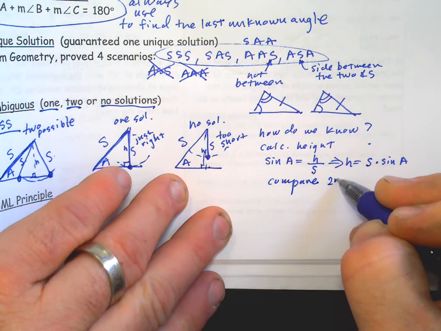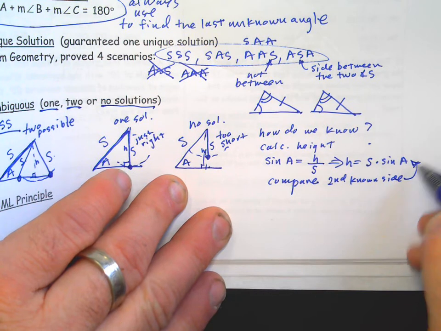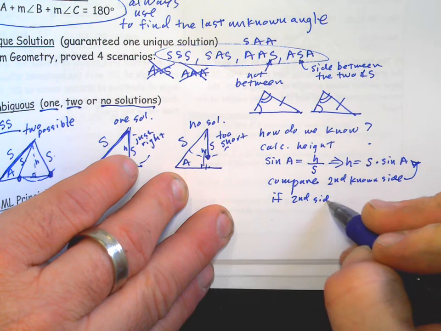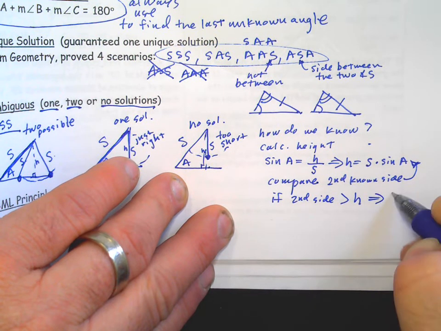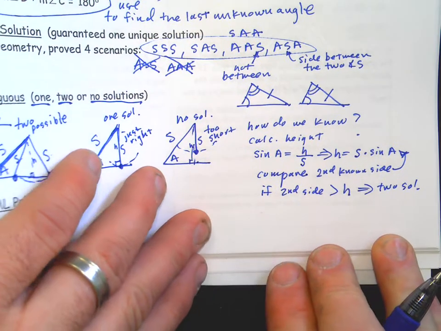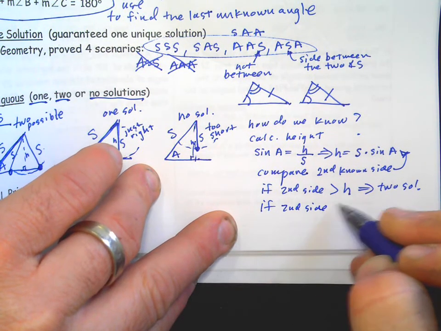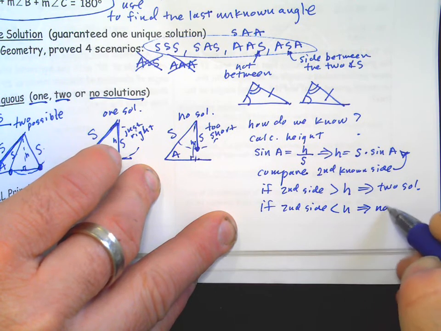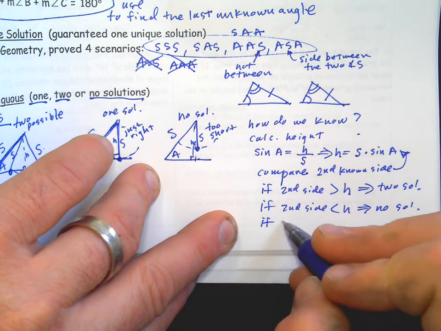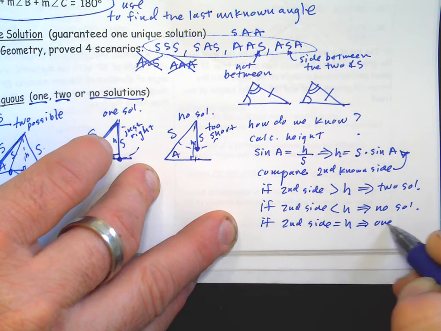the second known side, the swinging one, to the height. If the second known side is greater than the height, then we're going to get two solutions, and we need to look for them. We haven't even talked about how to find the two solutions yet. We're just trying to talk about predicting how many we expect. If the second known side is less than the height, then it's not possible. Stop your work. No solutions. And if the second side is equal to the height, that's one solution. That's a right triangle.